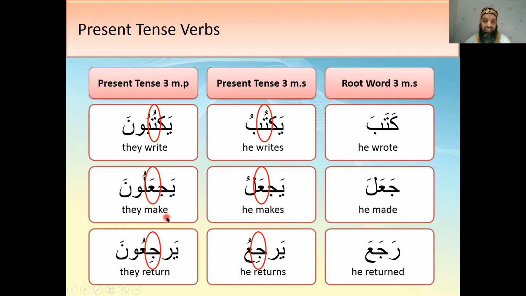So the question is, how do you know what to put? If I give you another verb, kabura or basura, how do you know what the vowel on the third letter is going to be? For kataba, it's yaktubu. For ja'ala, it's yaj'alu. For raja'a, it's yarji'u. It just is. But why?